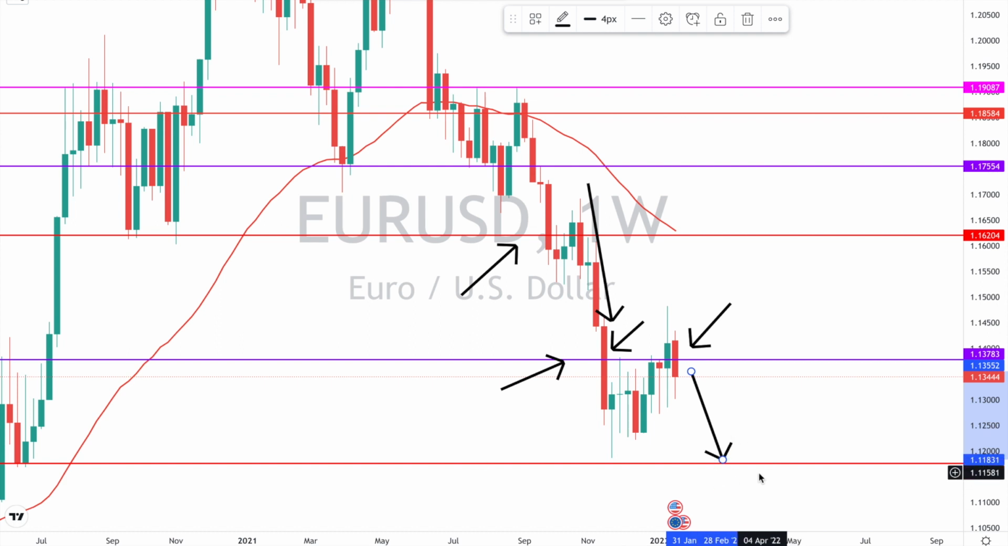So with that being said, we establish a bearish bias on the weekly time frame for $. With this in mind, let's move on to the daily time frame.